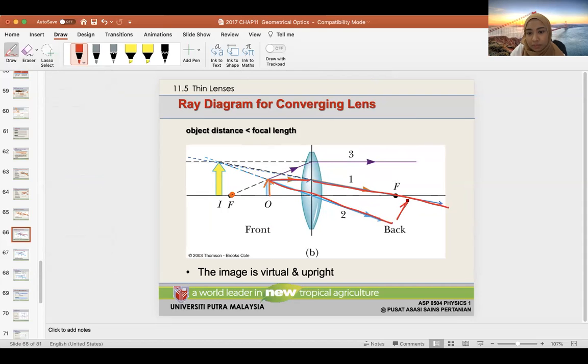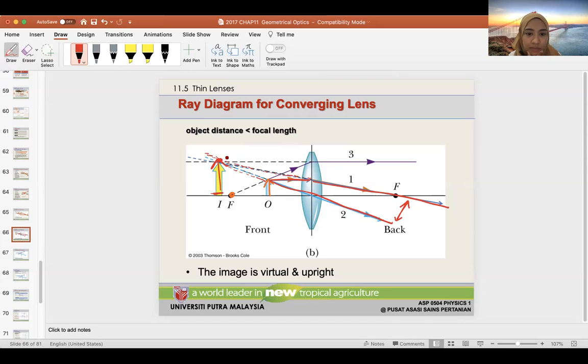Here, the lines keep on diverging, so I know that they won't intersect there. So what do I do? I extrapolate my line so that it intersects. So this is where it intersects, the principal axis. That is my object. Image. I mixed that up. Okay, so you only needed two lines.